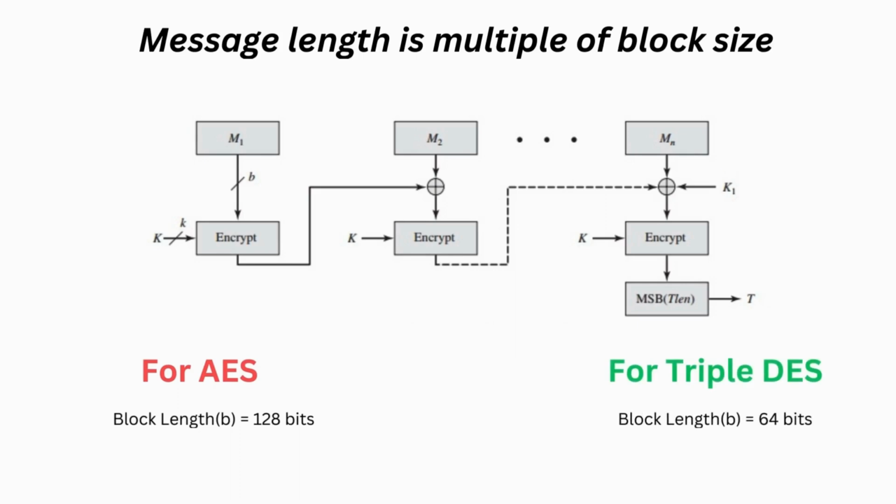The message is divided into n blocks, M1, M2, up to Mn. The algorithm makes use of a k-bit encryption key K and an n-bit constant, K1. For AES, the key size k is 128, 192, or 256 bits. For triple DES, the key size is 112 or 168 bits.